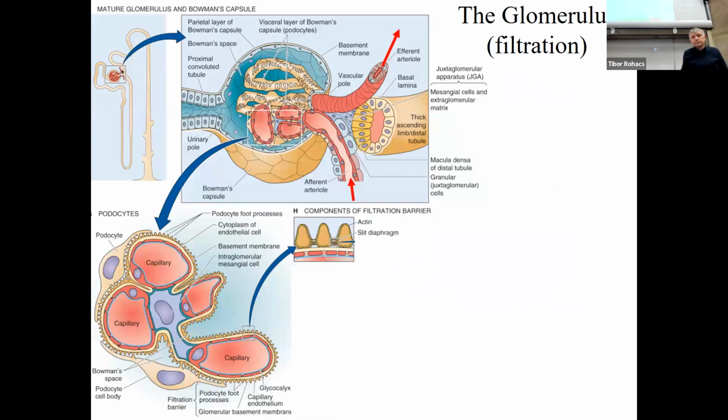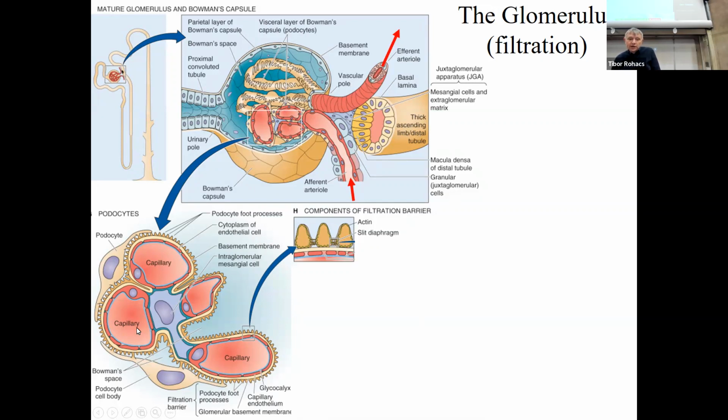Now, this is a slightly different representation, in more 3D. You can see the same thing. Blood comes in the afferent arteriole, leaves the glomerular capillaries through the efferent arteriole. Here is the glomerular capillary loop. Here is where filtration happens. Again, showing the macula densa coming back to the same tubular system.